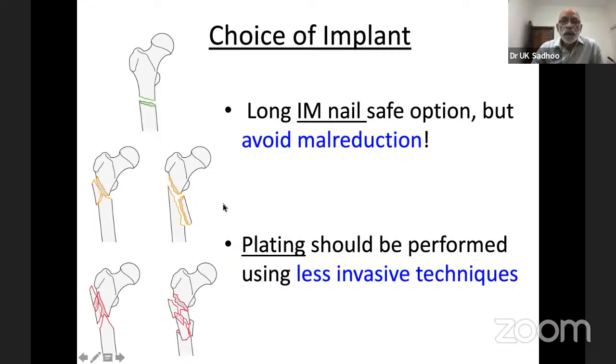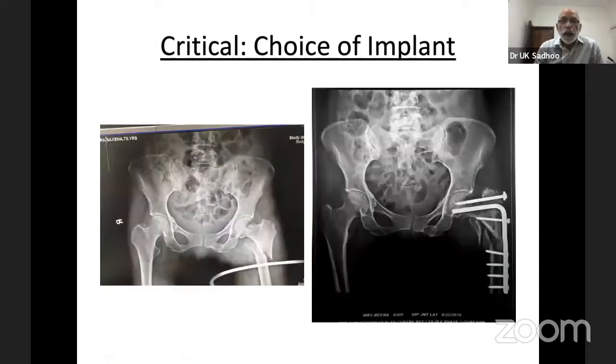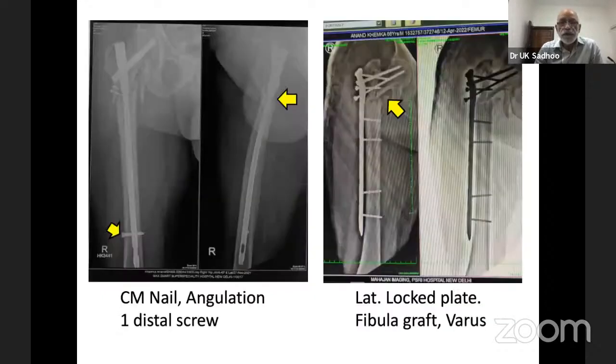Again, somewhat repetitive, but long intramedullary nails are a very good, very safe option. Take care to avoid any malreduction in varus, and plating, if chosen, has to be in less invasive techniques to preserve the biology. Just another example to emphasize what I have just said: a blade plate, DHS or similar implants, if put in varus, will invariably fail.